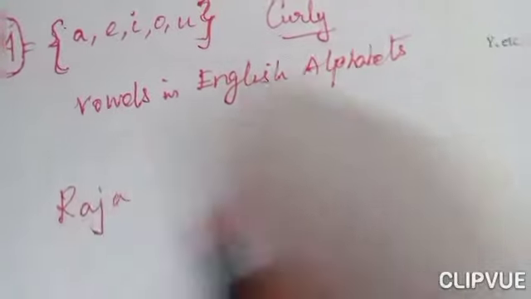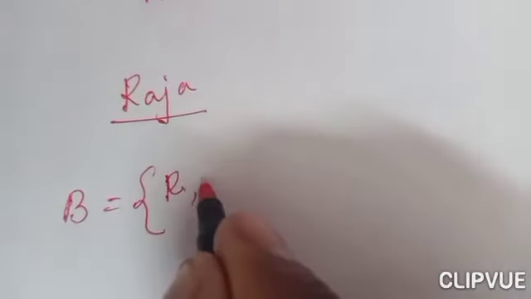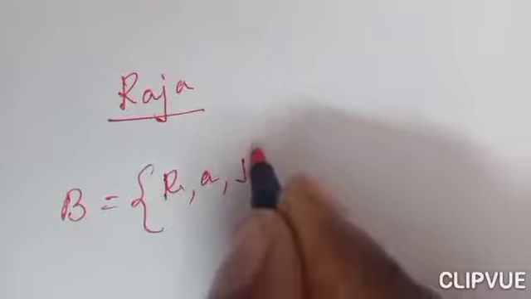We are going to consider another example. Look at the name Raja. First you should give the set name, that is B. So what are the letters in the name Raja? R, A, J, A. So 4 letters we have. First you write R, after that A, after that J.